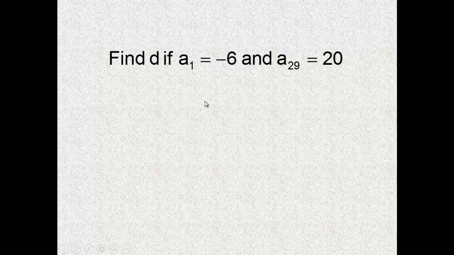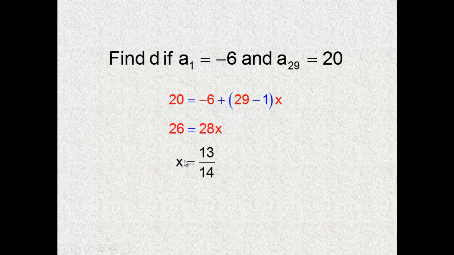How about if we find d, if a_1 is -6 and a_29 is 20? a_29 is 20, a_1 is -6, and n is 29. The common difference is asked. So the x, or common difference, is 13/14.